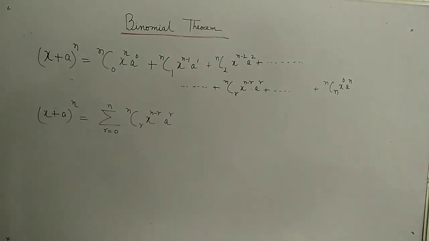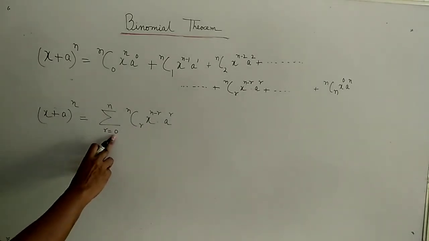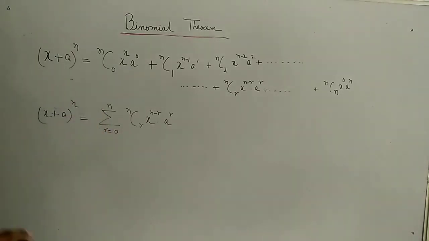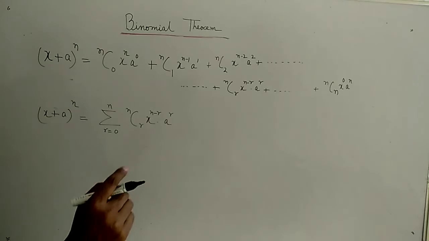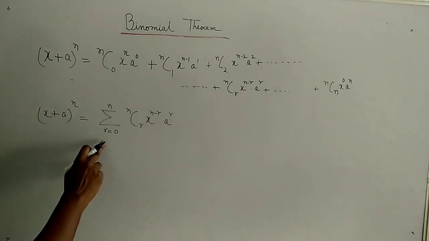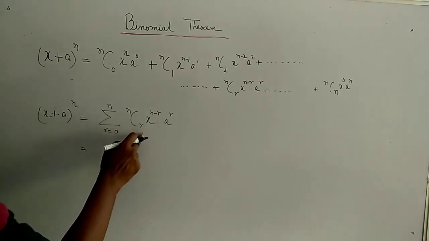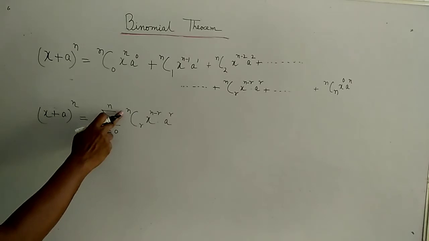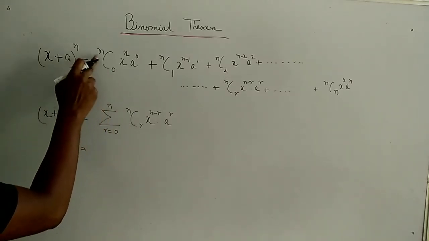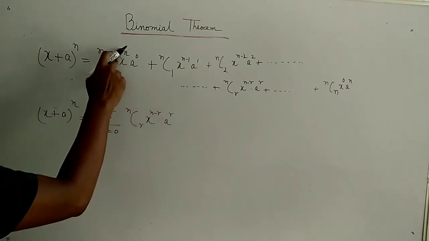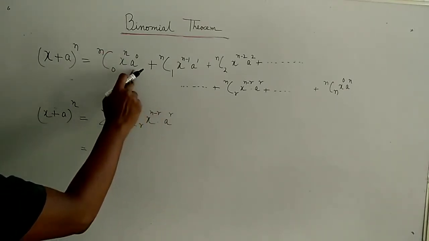Summation notation means starting from r is 0, keep on going to r is n, increasing every step by 1. Suppose I go for the first term and expand, so I write r as 0, then this term will become nC0, x to the power n minus 0, that is x to the power n, a to the power 0, this term.